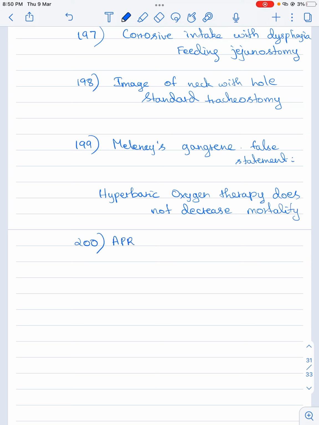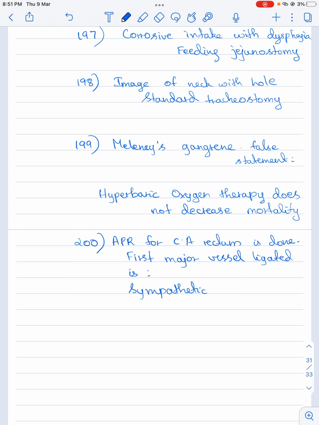Abdominoperineal resection, APR, for carcinoma rectum is done. First major vessel ligated. The answer to this is sympathetic with retrograde ejaculation, but this is also a controversial one.